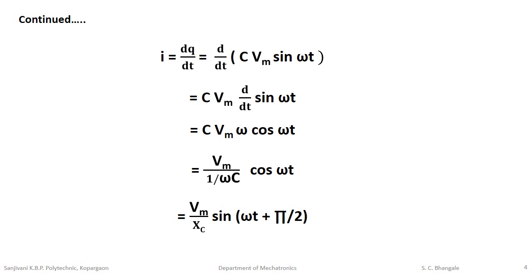If we simplify this equation, I equals Vm divided by 1 upon omega C, into cos of omega t. Writing cos omega t as a sine function, we can rewrite the equation as I equals Vm by Xc into sin of omega t plus pi by 2. Here we have 1 upon omega C, where C stands for capacitor. 1 upon omega C is nothing but Xc, that is capacitive reactance.